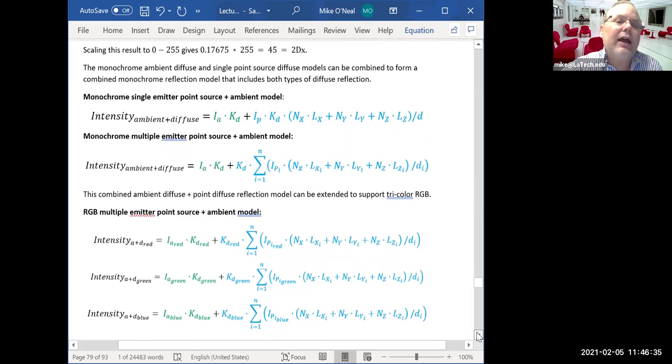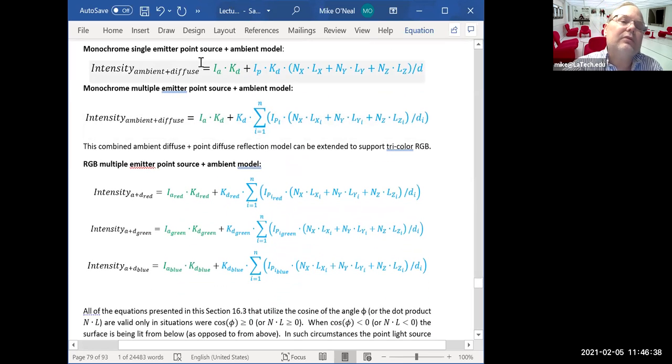Okay, and so now we can say, well, I don't have the whole model yet, because our whole model is, remember, ambient plus diffuse plus specular, but now I've gotten through the ambient and the diffuse, so I could put them together. So the intensity of ambient plus diffuse is this. I put the original equation in green, so that's the ambient part, and here's the diffuse part, the point diffuse in blue.